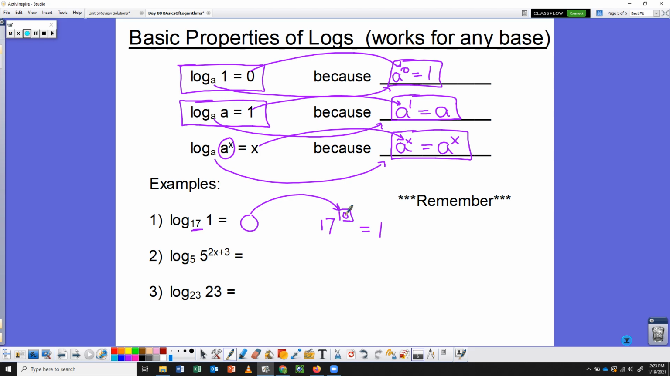Okay, number 2, log base 5 of 5 raised to the 2x plus 3 power. They're giving me a base of 5, and they're asking me what is the exponent I could put on it that would make 5 to the 2x plus 3 power. The answer to this one is simply 2x plus 3.